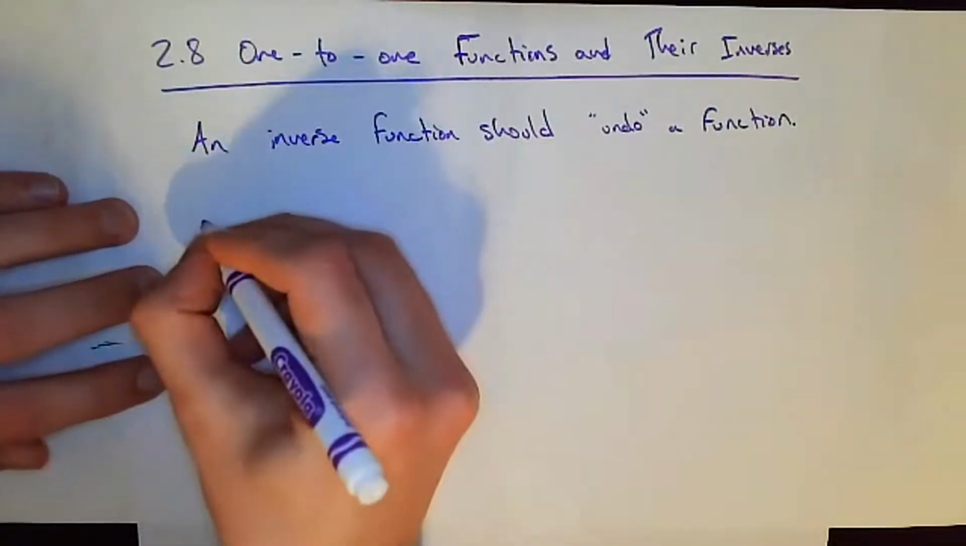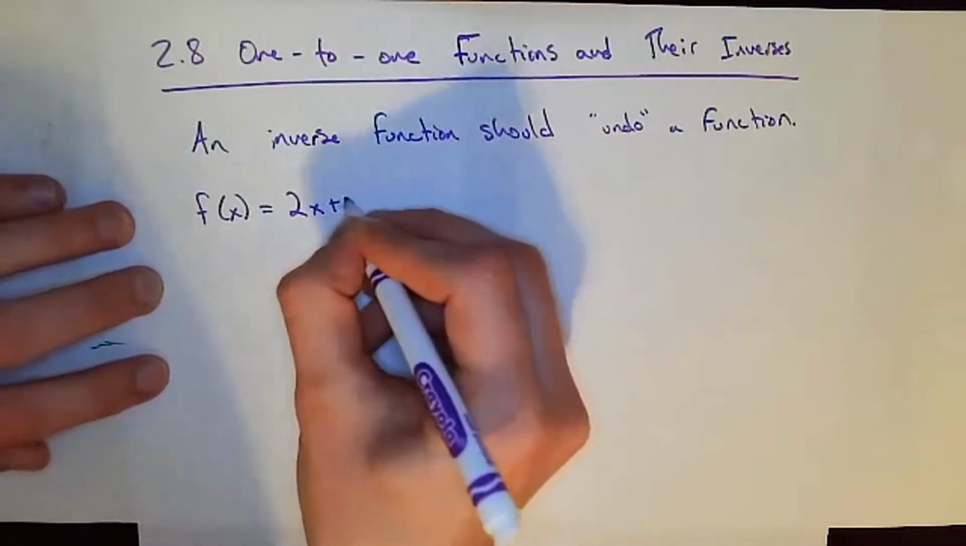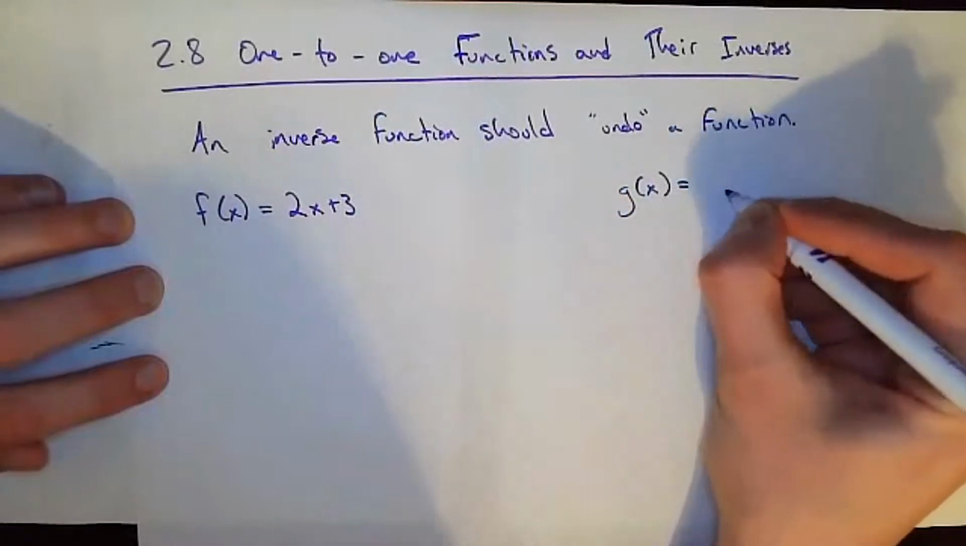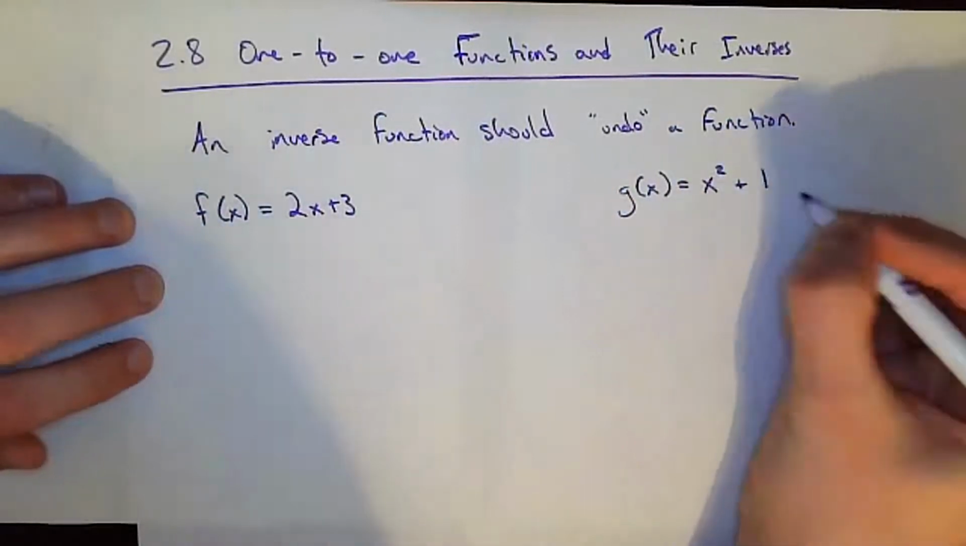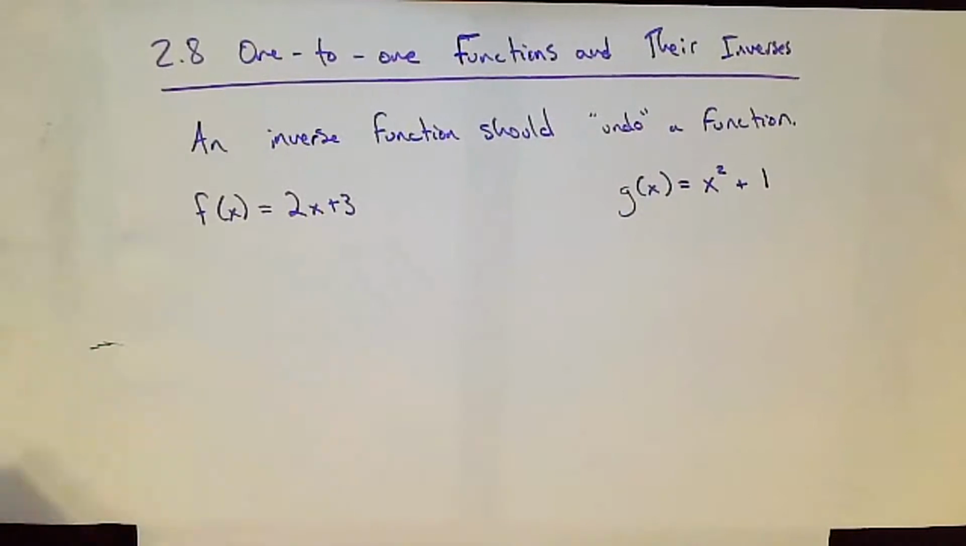For instance, let's take the function f of x equals 2x plus 3, and let's take another function g of x equal to x squared plus 1. Okay, let's look at f of x equals 2x plus 3. Consider what this function does to x. It takes x in as an input, multiplies it by 2, and adds 3.